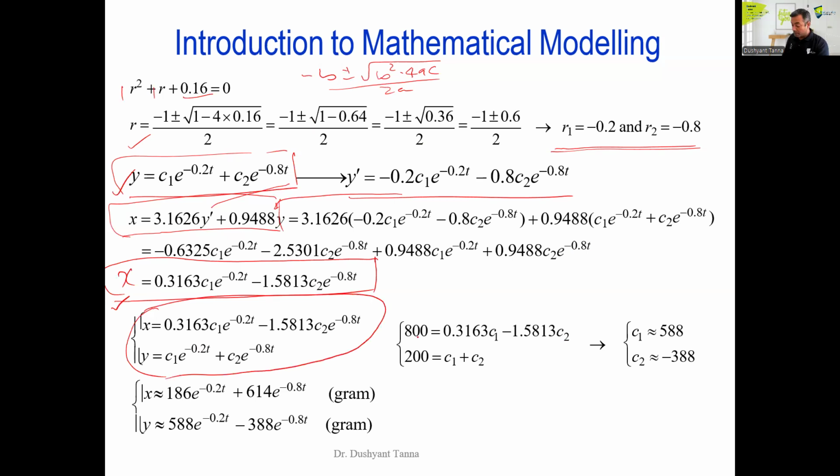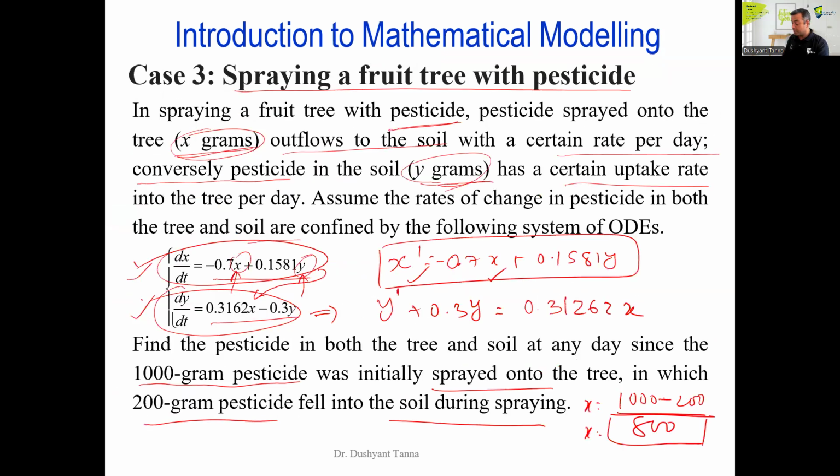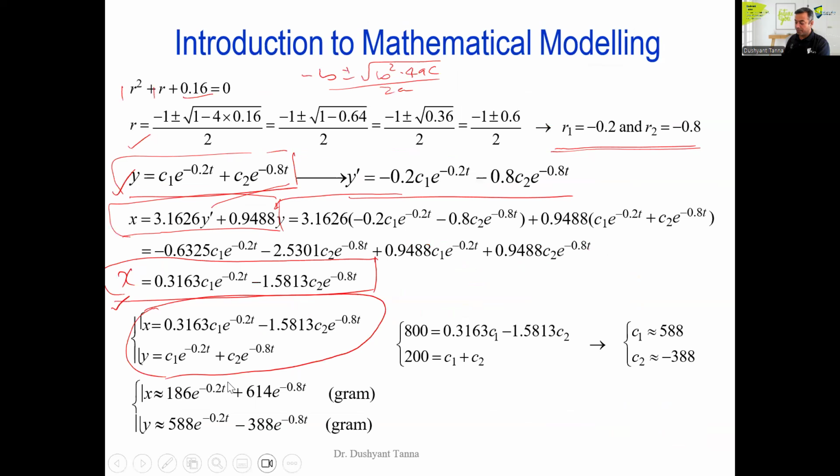Okay. Now, this is where the initial part comes, as x is 800. As I explained earlier, 1,000 grams of pesticide was initially sprayed on a tree, in which 200 fell, so the actual amount x on the tree will be 800. And of course, y, which is on the soil, is 200. So you got your 800 and 200.